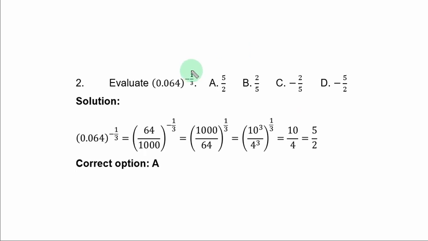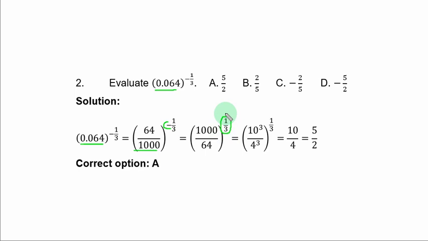Question 2. Evaluate 0.064 to the power of minus 1 over 3. What to do first is to convert this decimal number to an ordinary or common fraction. That is 64 over 1000. From the negative index of indices, for this sign to disappear, you can invert this fraction to 1000 over 64. So what you have here is cube root.